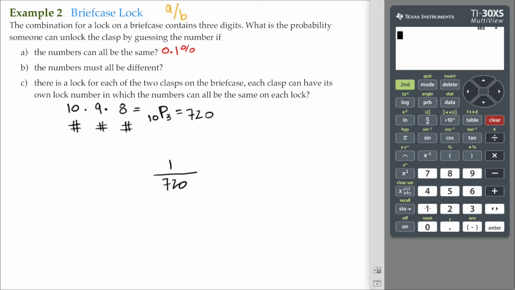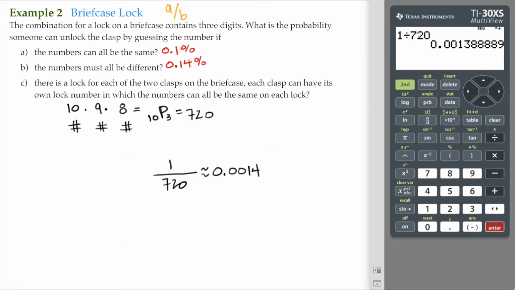So we can use our calculator. 1 divided by 720. So that's approximately 0.0014, and of course we recognize that as 0.14%. Not much better than letter A.